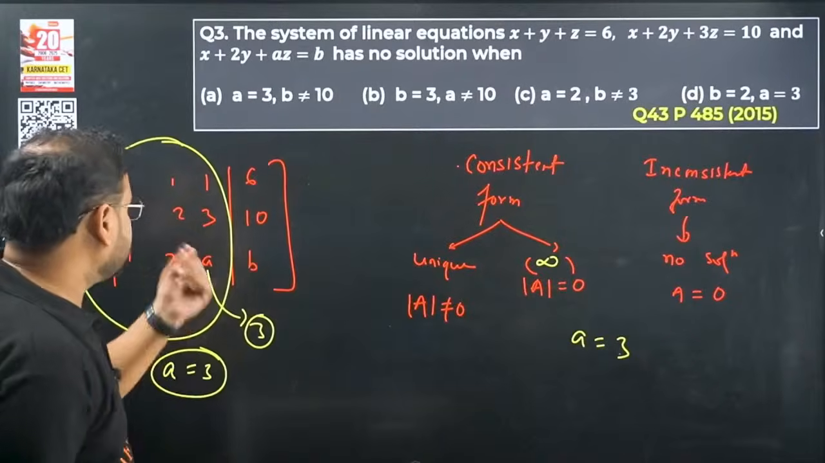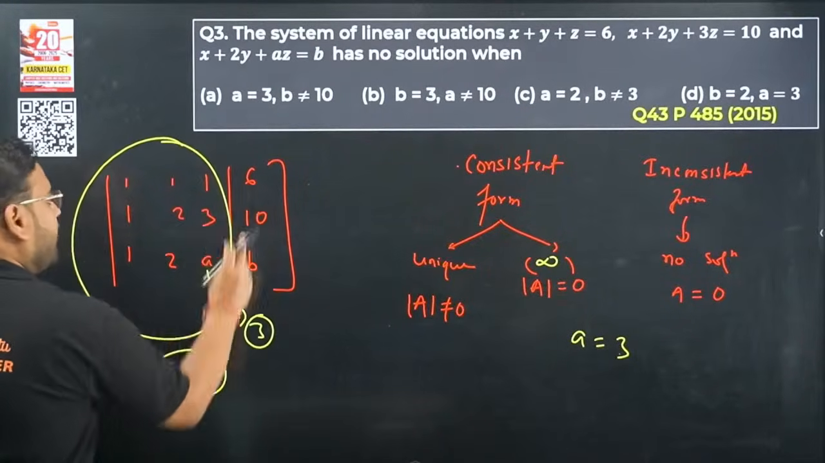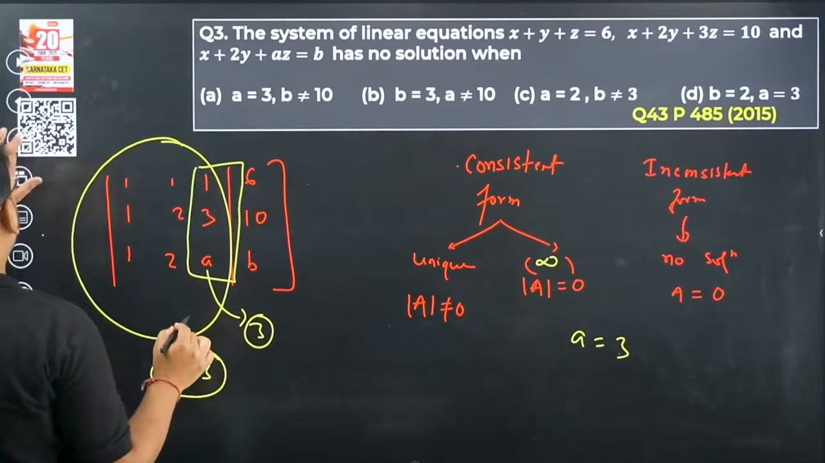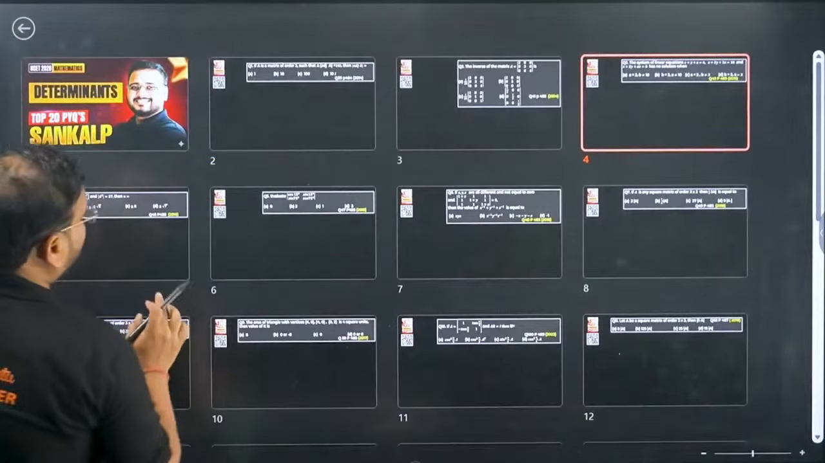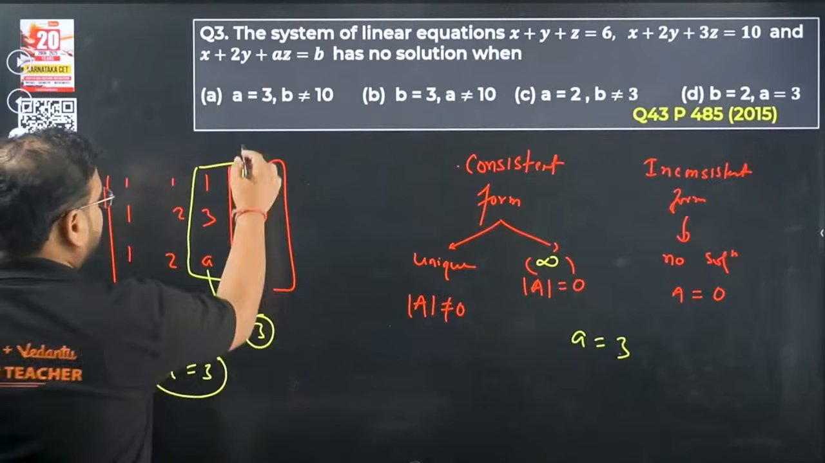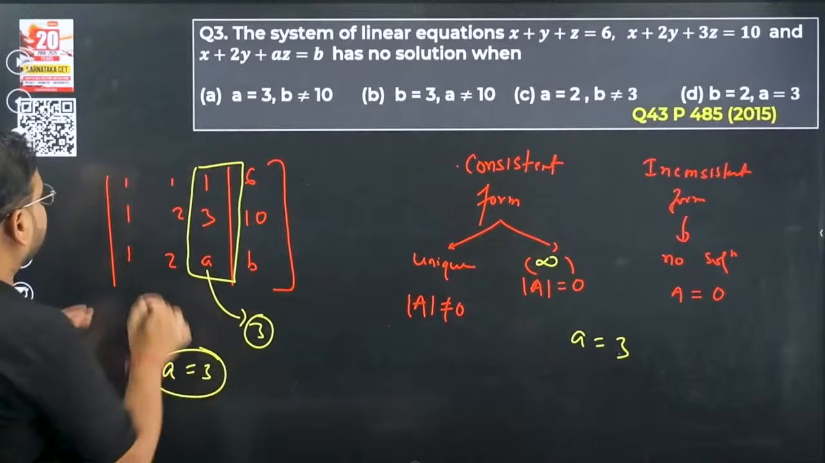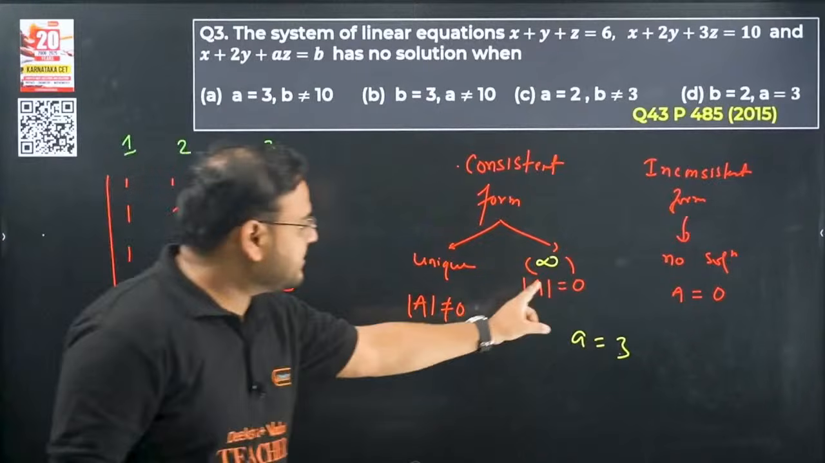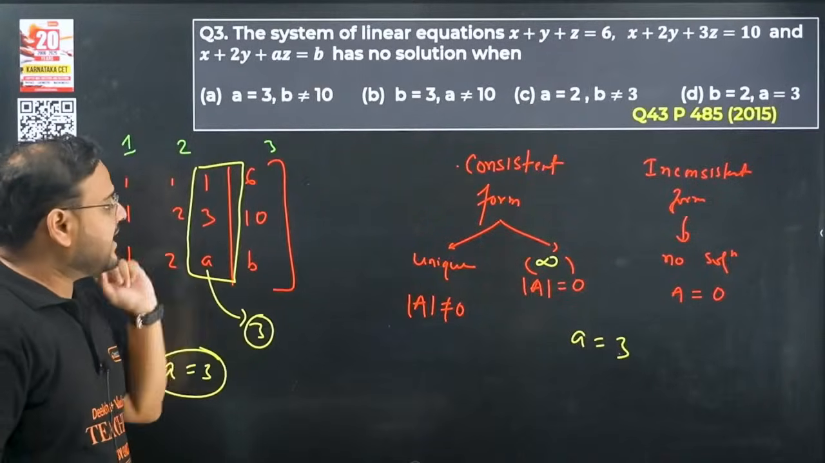Next, check here. Now once this is done, we do not consider this part. I'm just not going to consider this particular column. I'll consider the first, second, so I'll take this as first, this as second, and this as third now. Because the first part is clear that determinant of A is 0. Now the last part, 6, 10, and B.